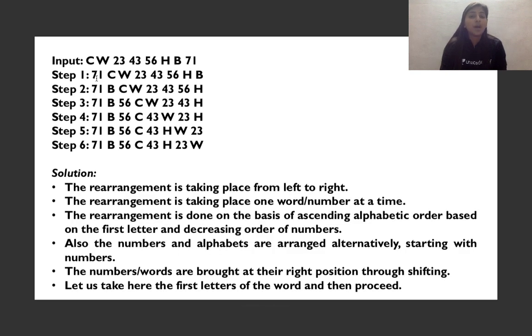And how did the rearrangement take place? It took place one alphabet at a time, one element at a time. So first 71 was arranged, then B, and 56, then C got auto arranged, so then 43, then H, then 23, and then W got auto arranged.